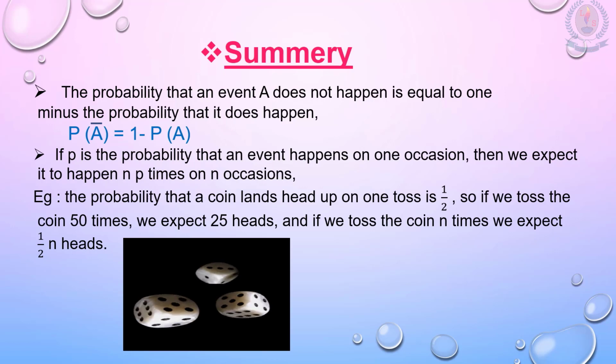If P is the probability that an event happens on one occasion, then we expect it to happen NP times on N occasions. For example, the probability that a coin lands head up on one toss is half. So if we toss the coin 50 times, we expect 25 heads. The probability of the event happening at once is half. The number of times the event is happening is 50 times. So half multiplied by 50, 25.